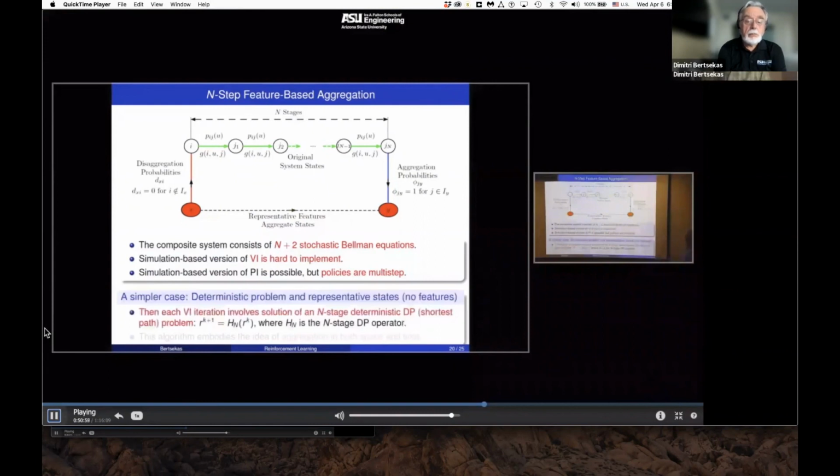Now here's a simpler case that I'm going to focus on. A deterministic problem in the representative states, no features, okay? So from a representative state, I go to a true system state, I stay at the same state, and then I move deterministically across. I end up, after the end of n stages, at some original system state, which I interpolate with a phase and go down to the representative features here.